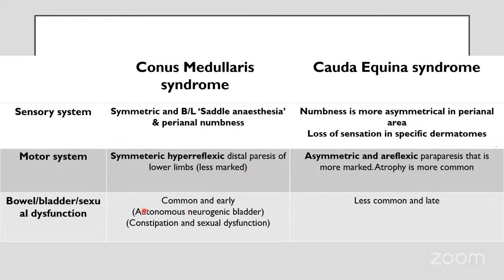Common and early bowel, bladder, and sexual dysfunction is noted in conus medullaris, while bowel, bladder, and sexual dysfunction are less common and late in cauda equina syndrome.